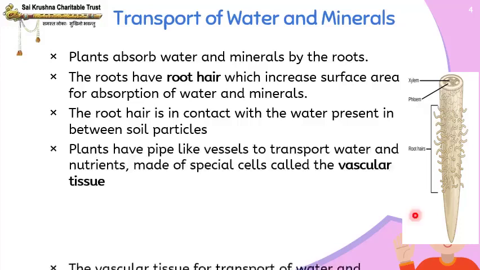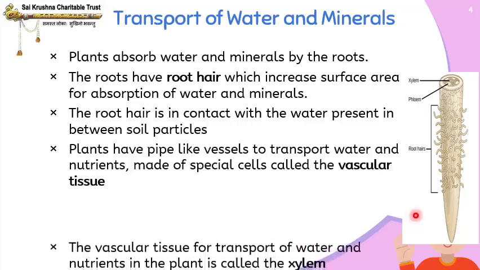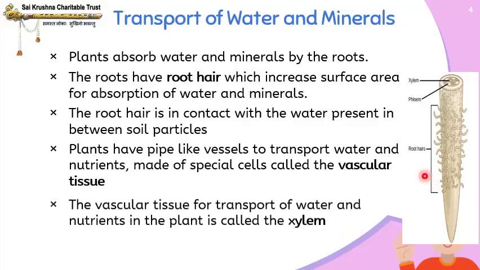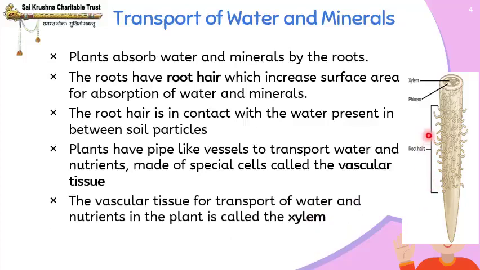Now these plants have pipe-like vessels. You can see these vessels, they keep running from down to top. These are the pipe-like vessels to transport water and nutrients.